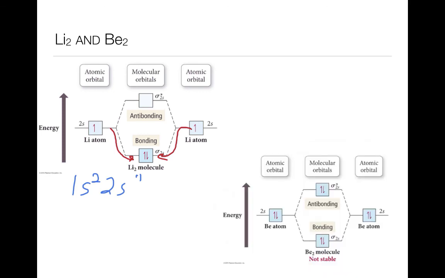Now what about beryllium? Beryllium has 2 electrons in the 2s because it has an electron configuration of 1s2, 2s2. So we put 2 electrons down in the bonding orbital and 2 up in the anti-bonding orbital, and we end up with something very similar to helium, where both the bonding and the anti-bonding orbitals are filled. As a result, no bond forms between the beryllium atoms, and the Be2 molecule is not a stable molecule. If we wanted to remove an electron and form a Be2 cation, Be2+, we would find that that species does in fact exist.